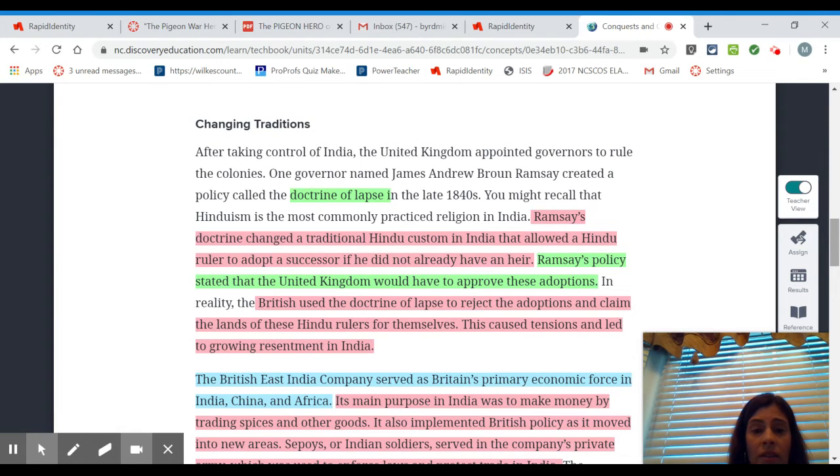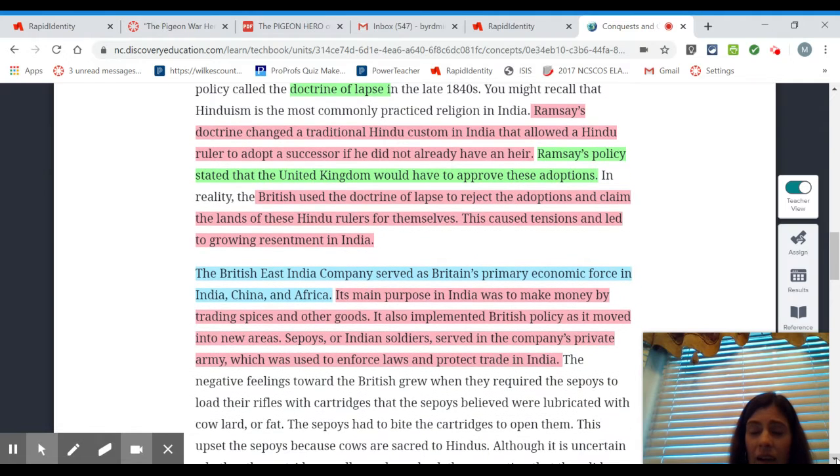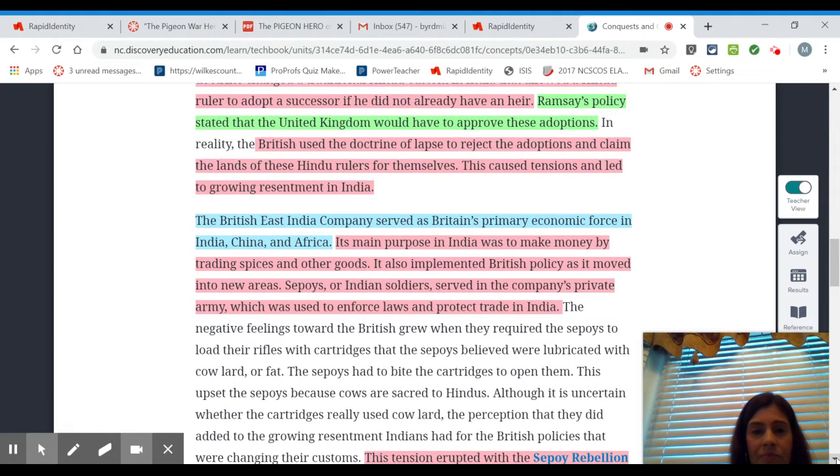And of course, this was a very unpopular policy with the Hindus because really the British were just using it to reject and be unsatisfied with any person that the Hindu picked, and just sort of took that upon themselves to start appointing new rulers so that they could be in charge. So you have your first issue here with British leadership kind of changing a custom in India.